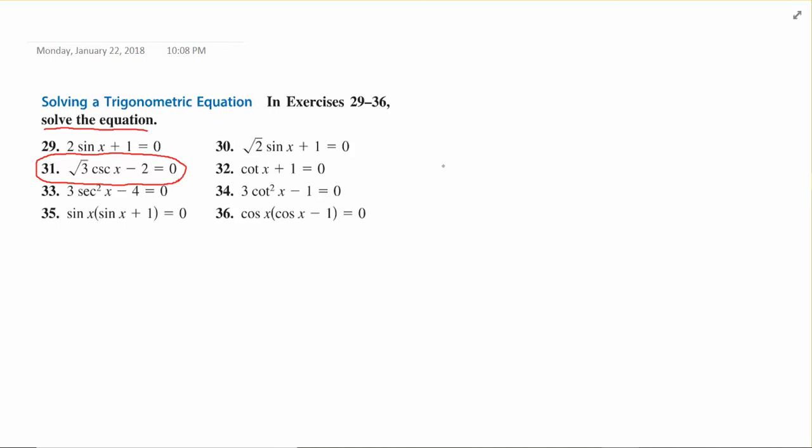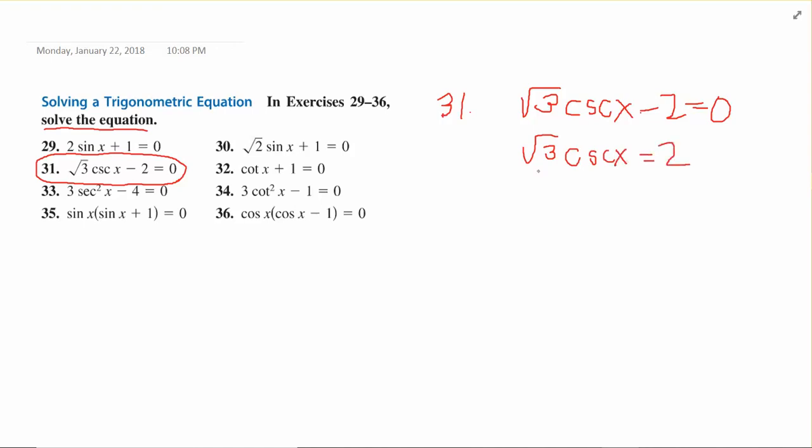So be sure you read the notes that are in the book. Number 31 says root 3 times the cosecant of x minus 2 equals 0. Now, the first thing I want to do is get the cosecant by itself. So I'm going to add 2 to both sides, which gets me root 3 cosecant x equals 2. And now I'm going to divide both sides by root 3. So I get cosecant x is equal to 2 over root 3.